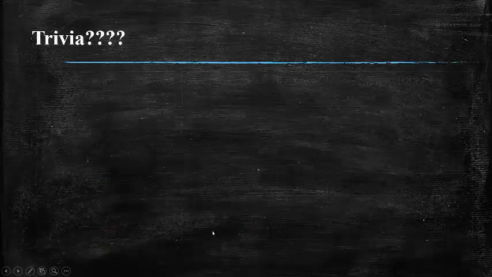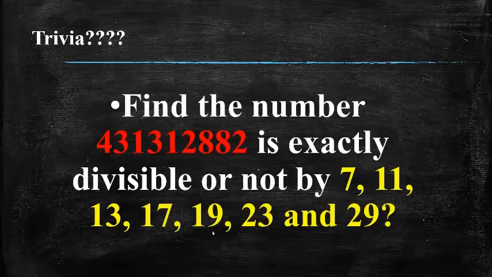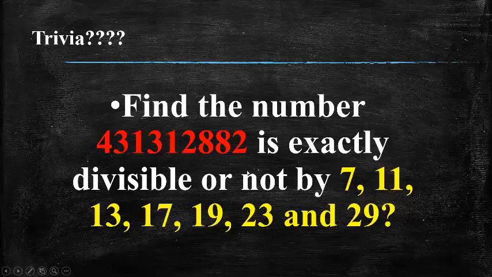Okay, so what you're going to do is you're going to check whether this number 431312882 is exactly divisible or not by 7, 11, 13, 17, 19, 23 and 29. Okay, so you're going to check whether this particular number is exactly divisible by all these numbers. So you have to work it out individually for 7, 11, 13, 17, 19, 23 and 29.